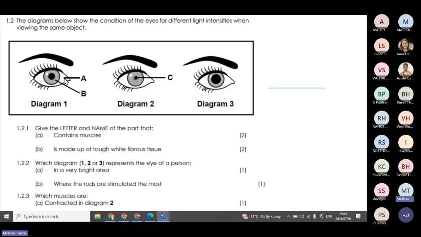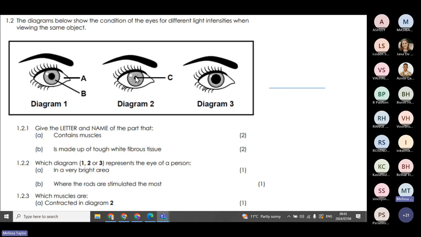Then question two says, which diagram, they tell you they only want the number, represents the eye of a person in a very bright area. So remember, when the light is bright, we don't need that much to enter the eye. So it's going to be diagram two.